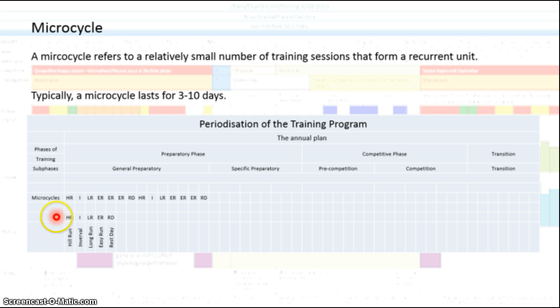You can see here where we have, up along here, the hill run, the interval, then we have a long run, then we have 3 easy runs, followed by a rest day. And those 7 days make up the first microcycle.